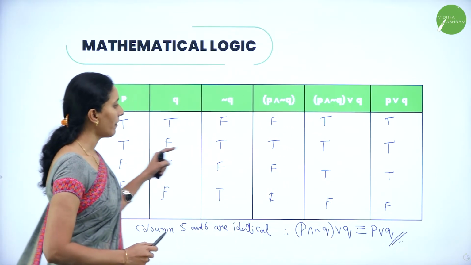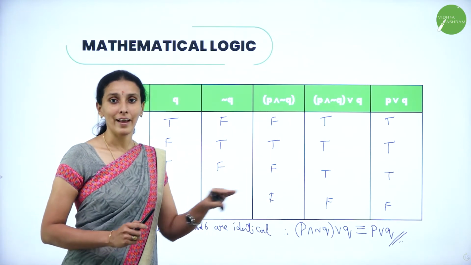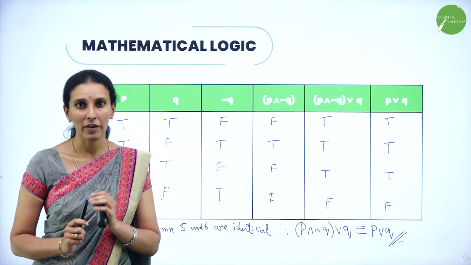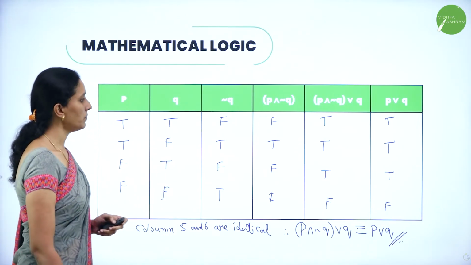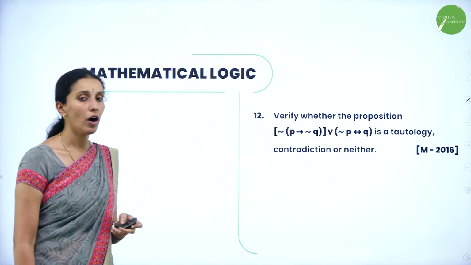So, after verifying through the truth table, you have to conclude the statement that they are logically equivalent. These types of questions carry 5 marks. Next question, verify whether the proposition is a tautology, contradiction or neither.